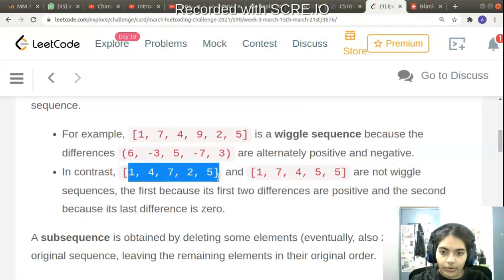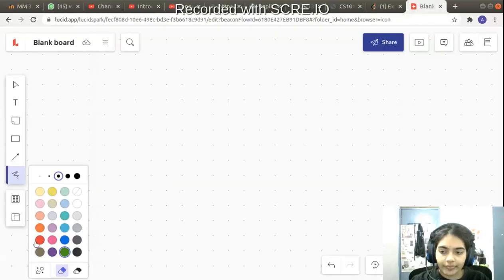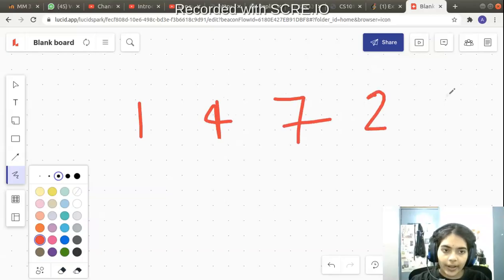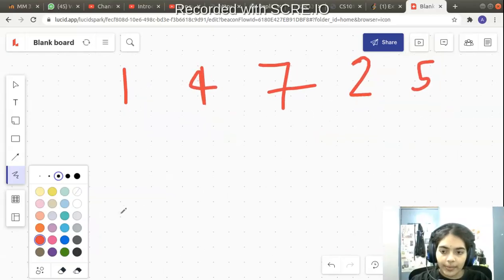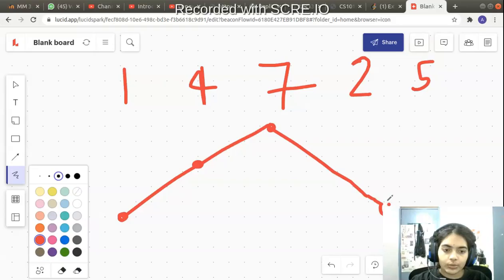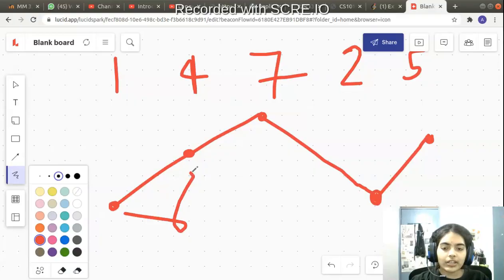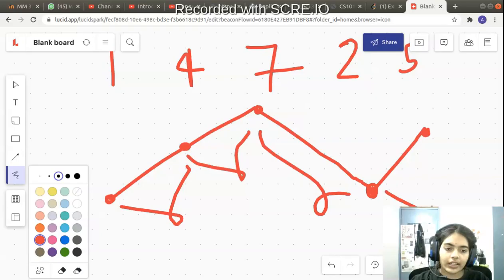Suppose you have 1 4 7 2 5. Now, see, in this, what will happen is you have 1, then you go to 4, then you go to 7, then you come to 2, then you increment to 5. So, in this example, you see this is increasing. Next thing should be decreasing, but it is again increasing. Then next thing is decreasing, next thing is increasing. So you see last three are fine, but see what happens here. You have two consecutive increasing.